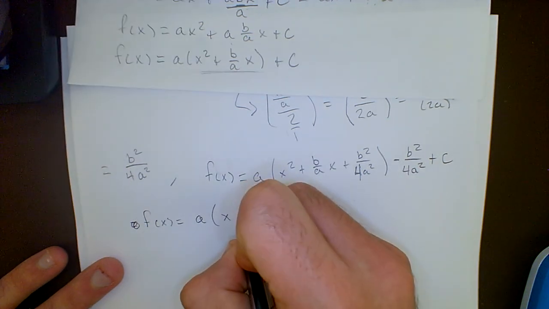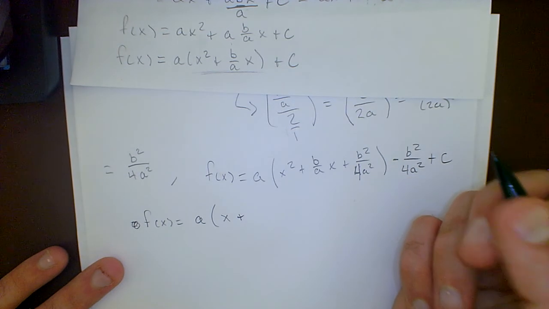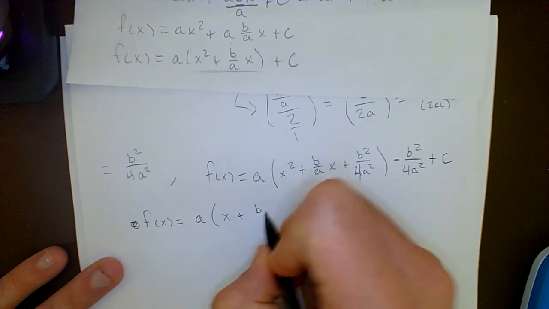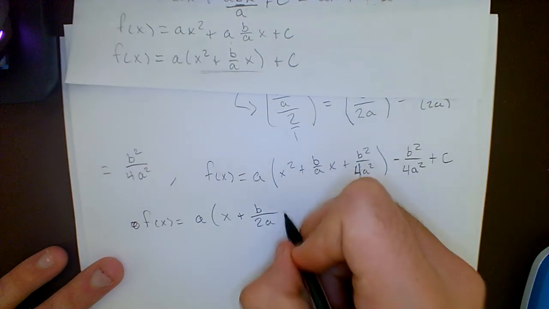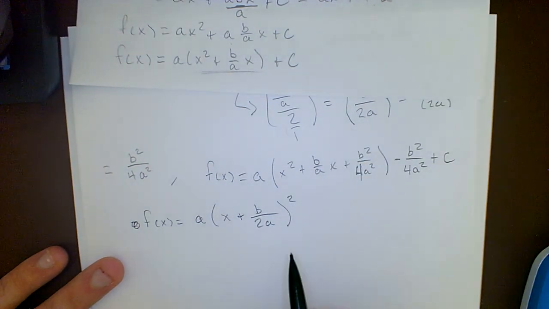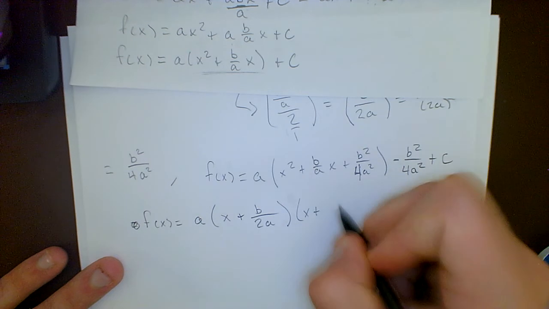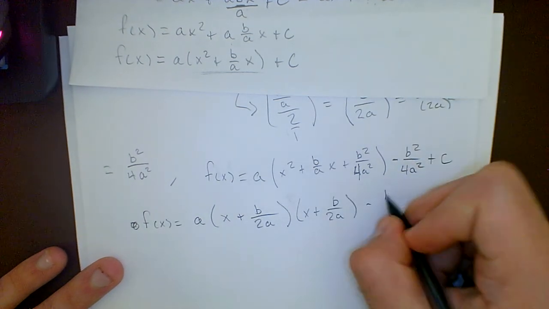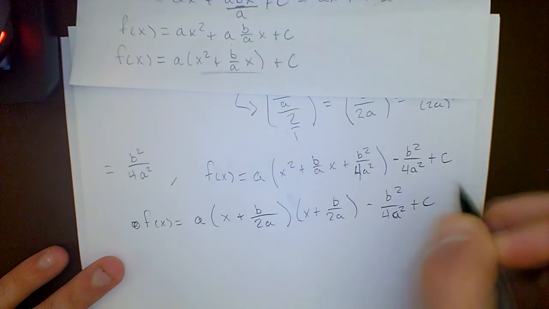Right, so this is x plus, so if I do b over 2a, that works, because, let me write it this way first, x plus b over 2a, minus b squared over 4a squared plus c.